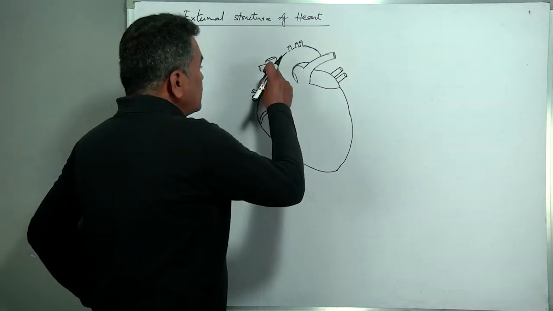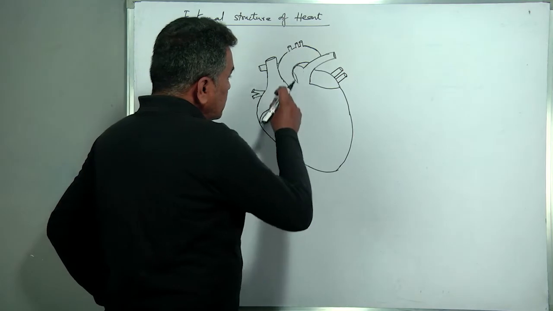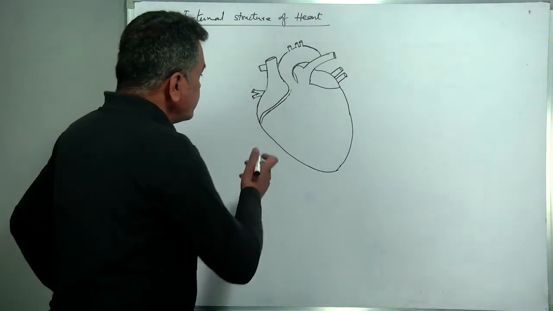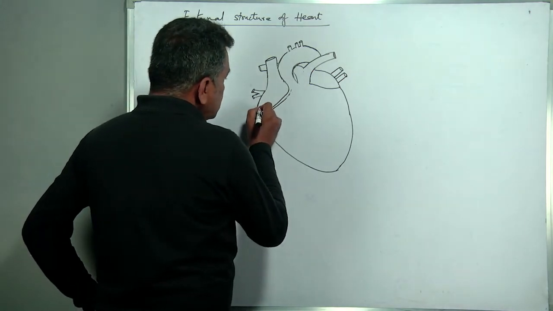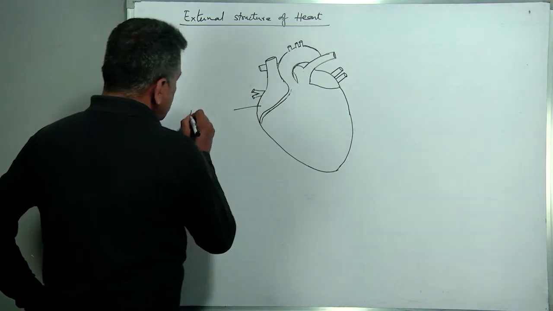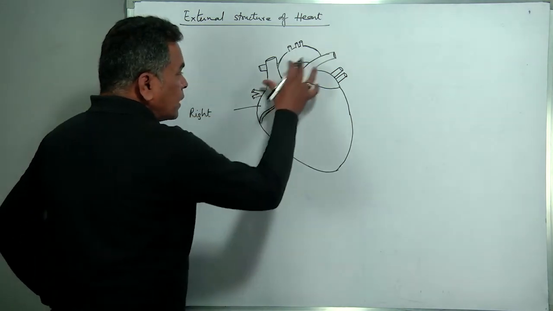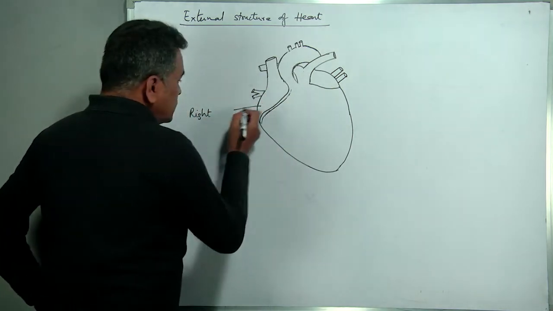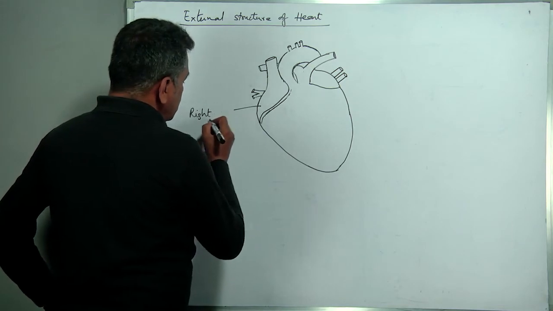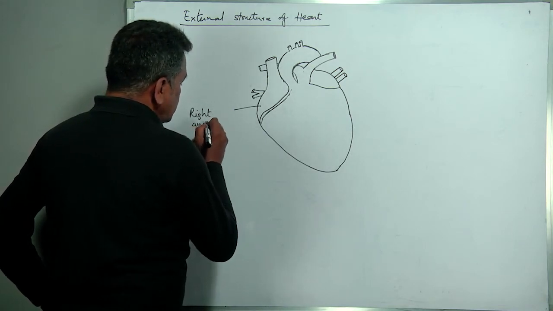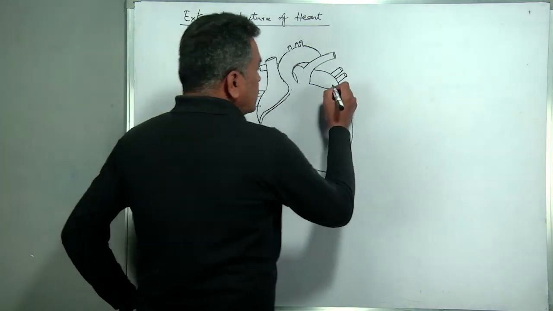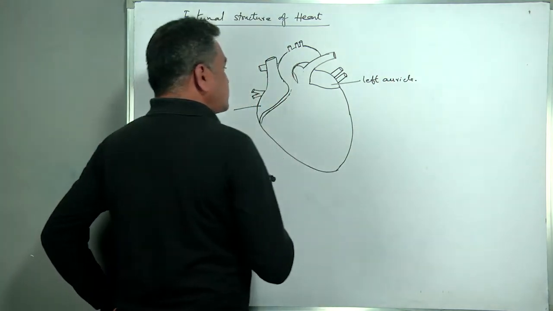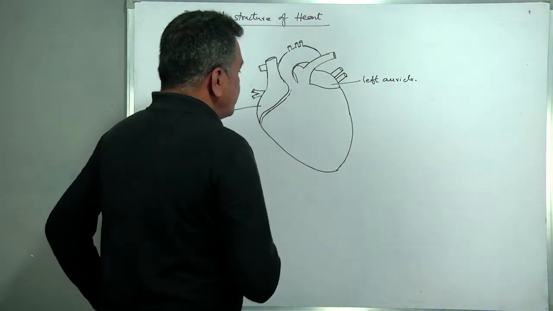We know that the heart is divided into four chambers, two atria and two ventricles. This part I call the right auricle, and this is the left auricle. So, right and left auricles.